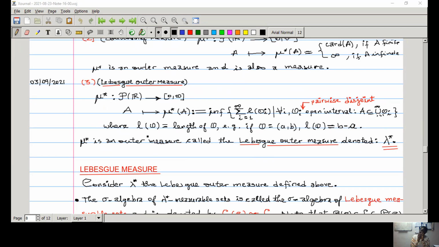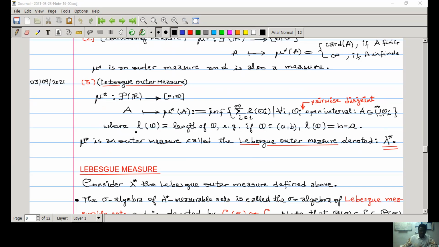If it is closed, you take the smallest open interval that contains that one, and then you take the inf of that. When you take the inf, it will be the smallest, right? And the outer measure of A will be the length of that interval.